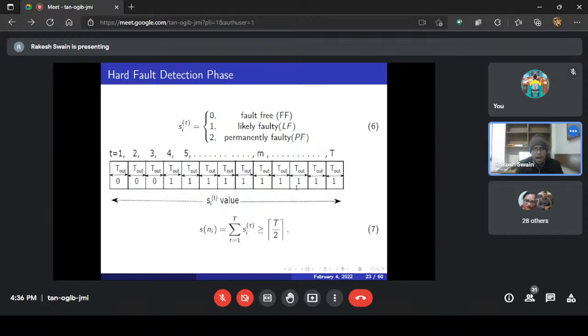After that, I take a summation of that register and a threshold value. Suppose the total time equals the observation time t. If it does not respond for 50% or more of that time, the value will be changed to 2. That will be considered faulty, that is, the hard fault. If it does not respond, the timeout window mechanism is used.